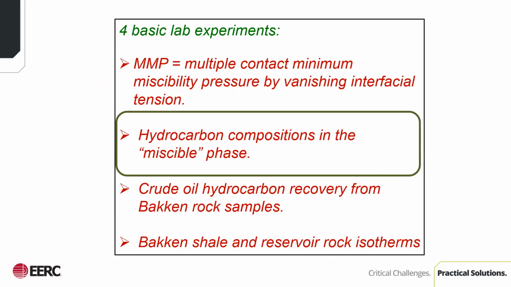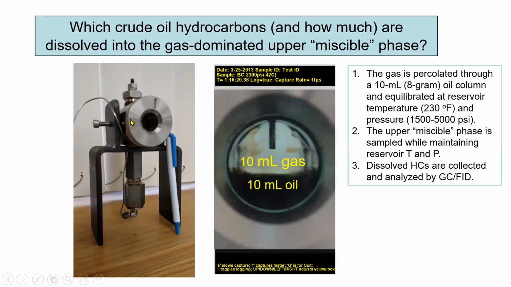Hydrocarbon compositions in the miscible phase. Here we're staring down the barrel of that same high pressure view cell, and Dave Miller in my lab figured out how to put in capillary sipping tubes. So here's the CO2 phase up here, here's the oil phase. We percolate the CO2 through 10 mL of oil so it comes to equilibrium as it goes up into the cell. We maintain the pressure with the pump that's connected down here, so the CO2 is always there. We get no pressure drop, and after letting it come to equilibrium, we sip off a sample, collect it, and analyze it by GC.